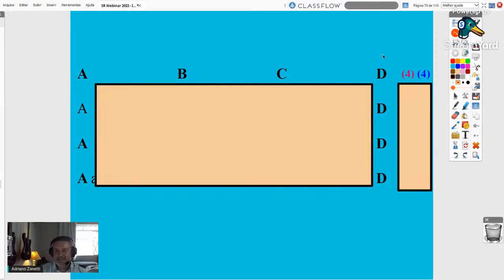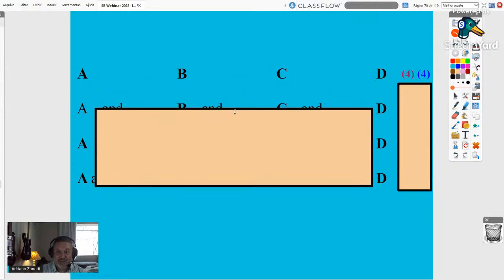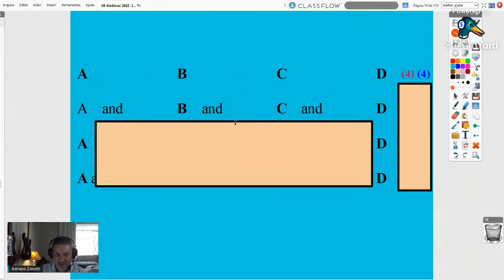And here we have 4 rhythms, a compass of 4, A, B, C, D. So 4 to 4. And then I'm adding extra notes or extra grammar to my music. A and B and C and D. So now I have 4 beats, but 7 notes.